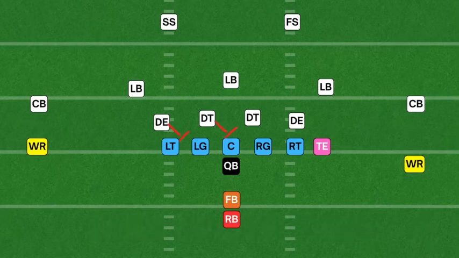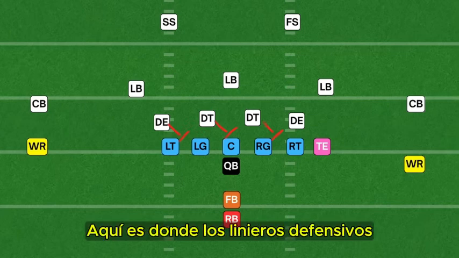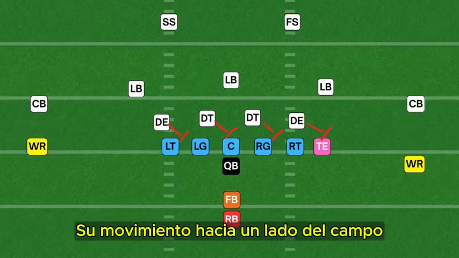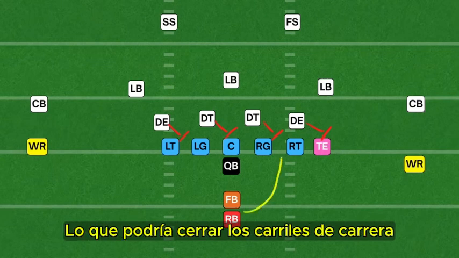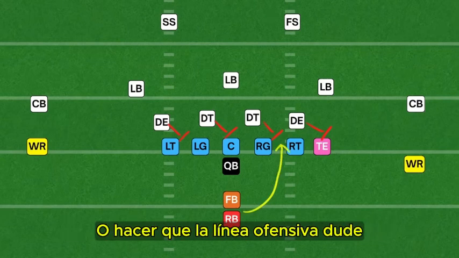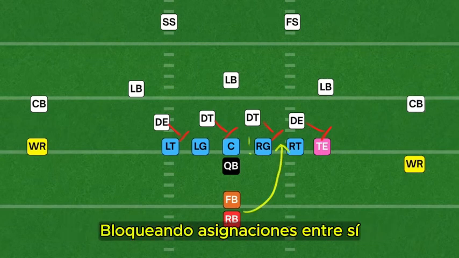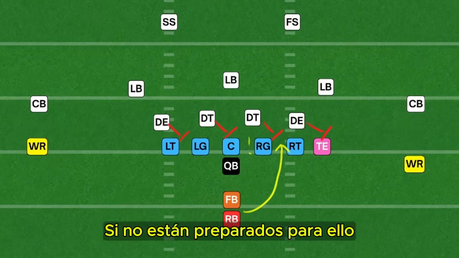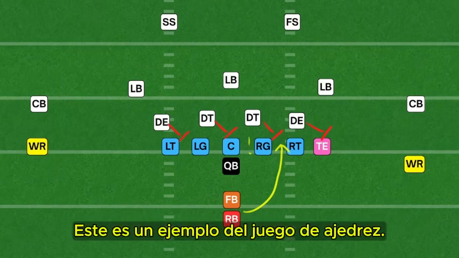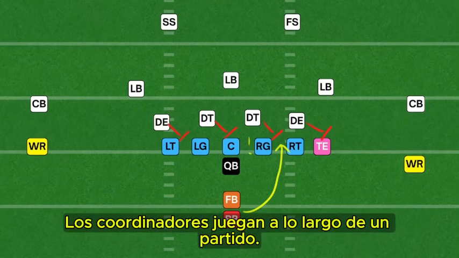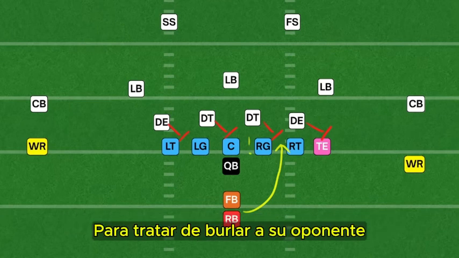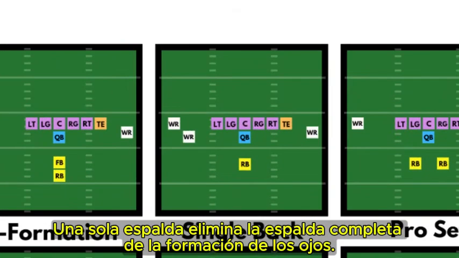Instead of changing formations, a defense might first try to adjust their technique by doing something like smash the line. This is where defensive linemen will slant their movement towards one side of the field, which might close off running lanes or cause the offensive line to hesitate or miscommunicate blocking assignments amongst each other if they aren't prepared for it. This is an example of the chess game coordinators play throughout a game to try and outsmart their opponent.